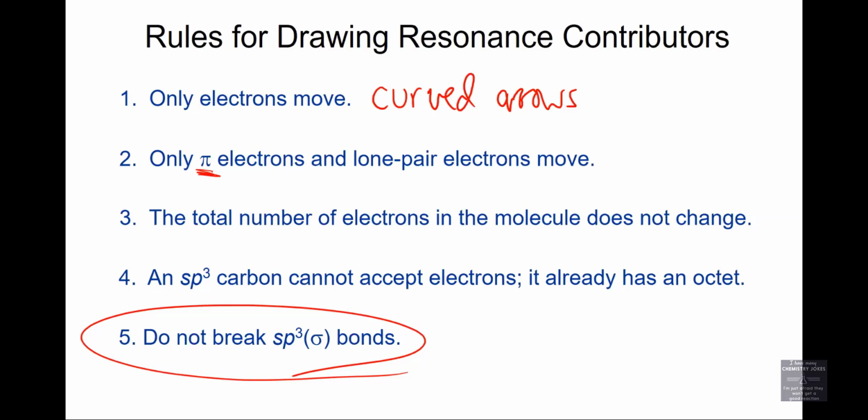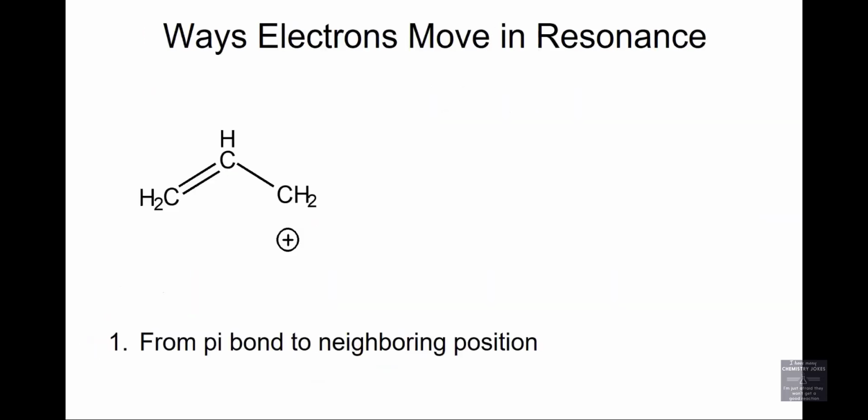An sp3 carbon cannot accept electrons. You would explode its octet if you tried to give an sp3 carbon more electrons, so be careful. The total number of electrons cannot ever change in a resonance contributor, so be careful there. Let's see some examples of how electrons can move. This says electrons can move from a pi bond to a neighboring position.